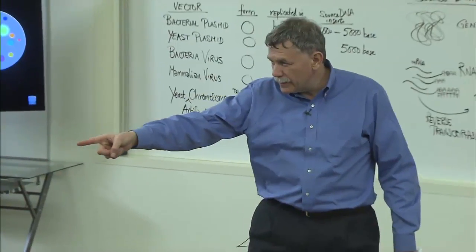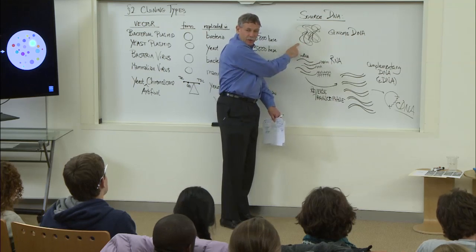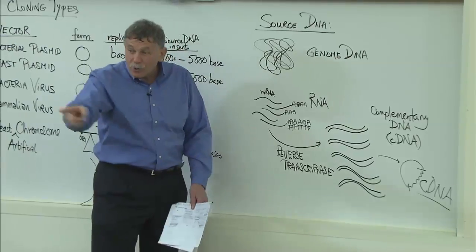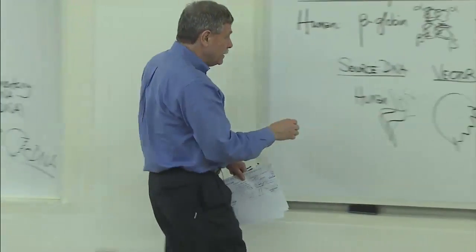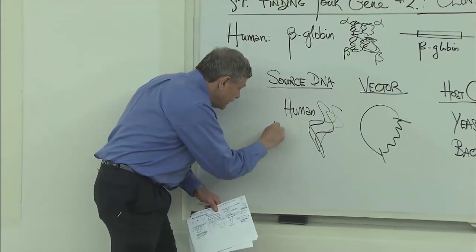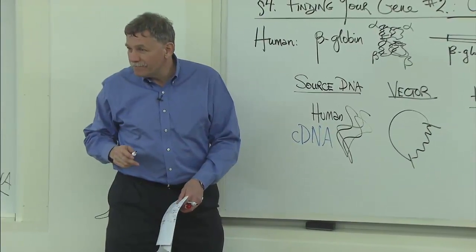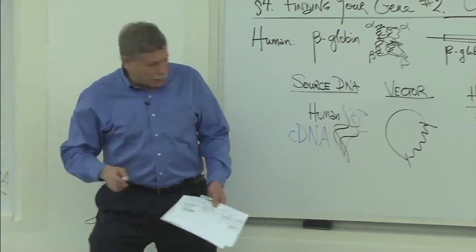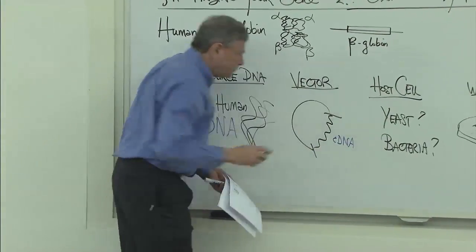Yes. Why cDNA? It won't have any introns. If instead of using a genomic DNA library, we used a cDNA library, we wouldn't have any problem with the introns. So the human source DNA should be human cDNA. All the introns are gone. It's all ready now, all pre-spliced.